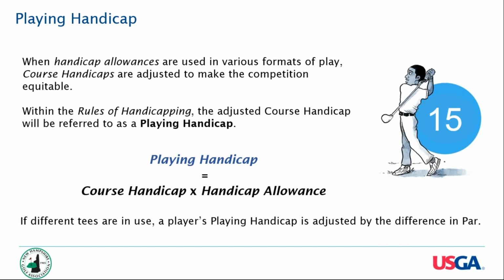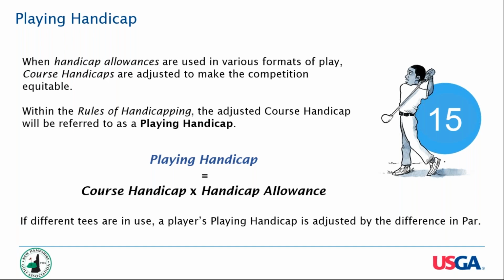So this term is new, but it's really not different. Playing handicap basically takes the handicap allowance. It's your course handicap times the allowance. If different tees are in use, a player's playing handicap is adjusted by the difference in par. And if we're keeping par the same across all tee sets per gender, then you won't have to make a further adjustment.